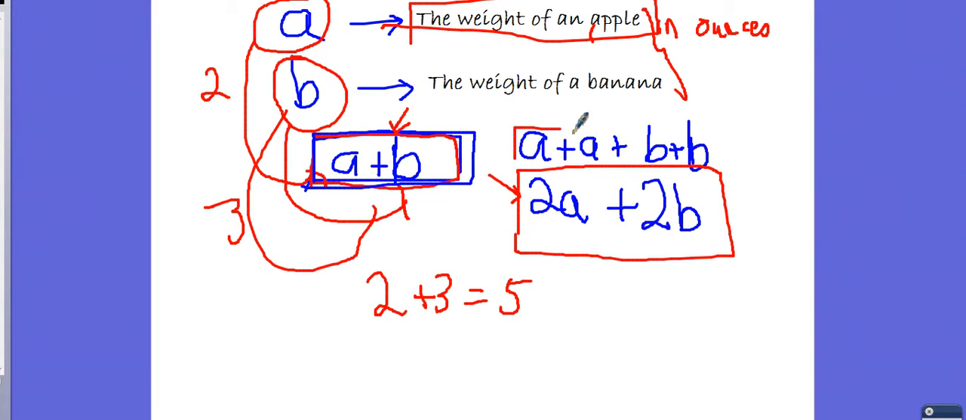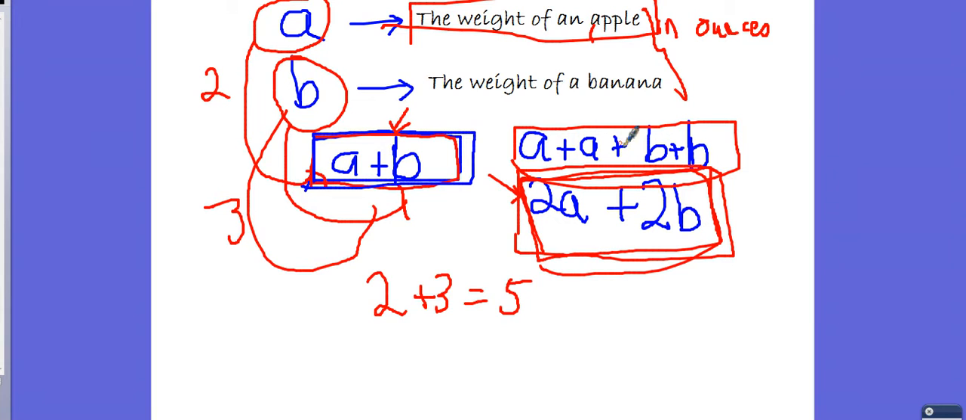We can simplify it from here down to here, and that should make sense to you in English because you're simplifying. You've got an apple plus the weight of a banana plus the weight of a banana is the same as the weight of 2 apples plus the weight of 2 bananas. You can't simplify this anymore because we don't know what the weight of the apple is and we don't know what the weight of the banana is.